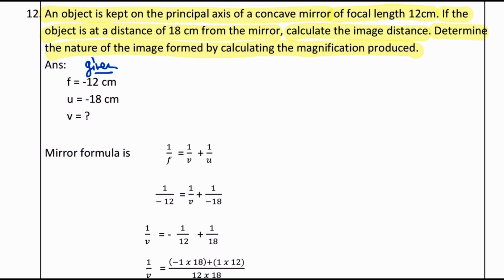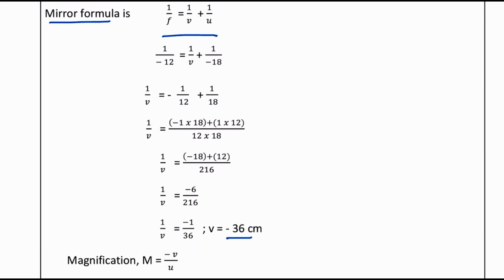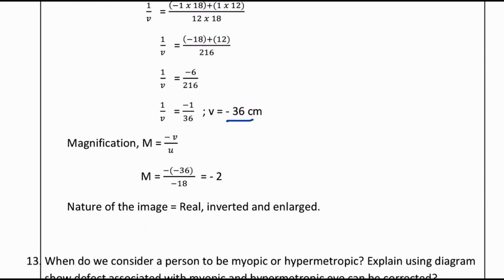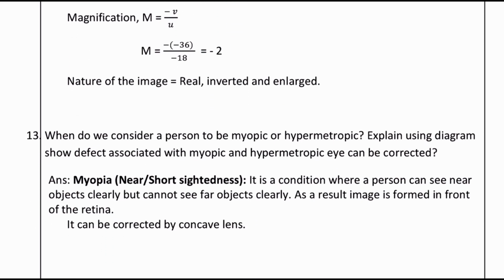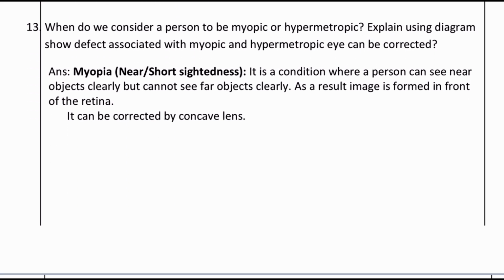We need to calculate the image distance. The formula we need is the mirror formula, which is 1 by f equals 1 by v plus 1 by u. When we substitute, we get the answer minus 36 cm. For magnification, the formula is minus v by u, and when we do the math, we get minus 2 as the answer. The nature of the image is real, inverted, and enlarged. Okay, let's move on.